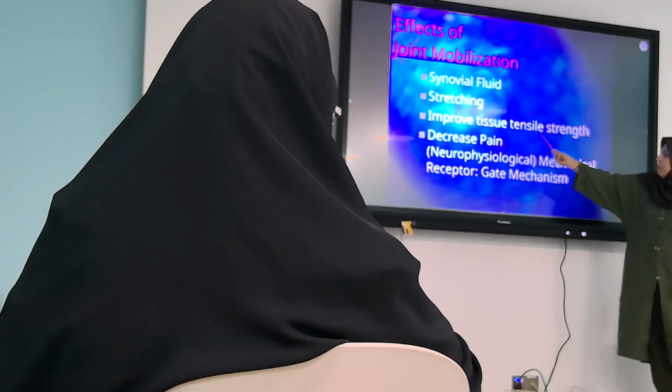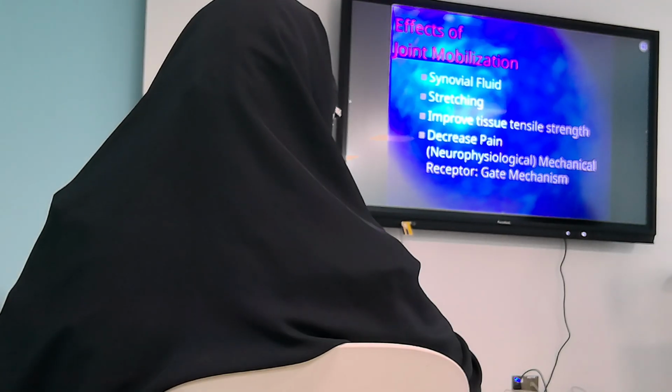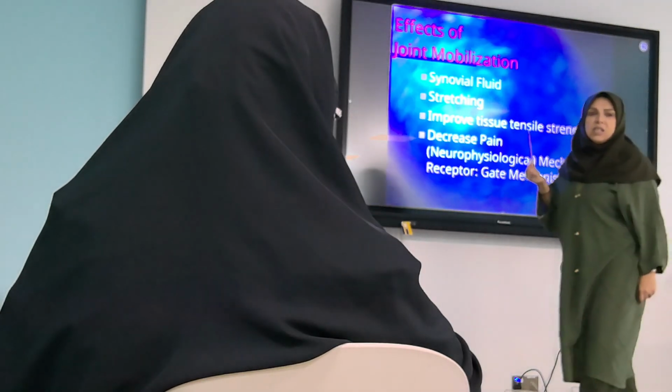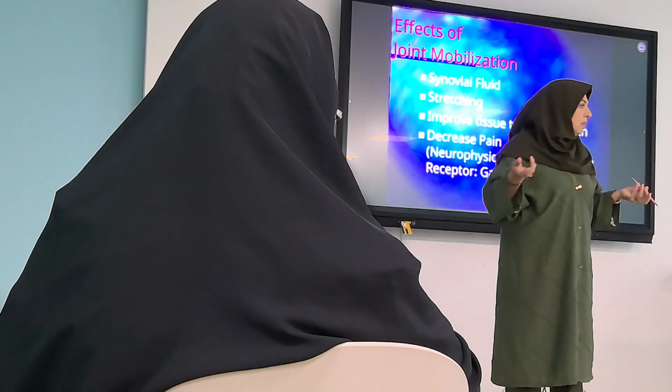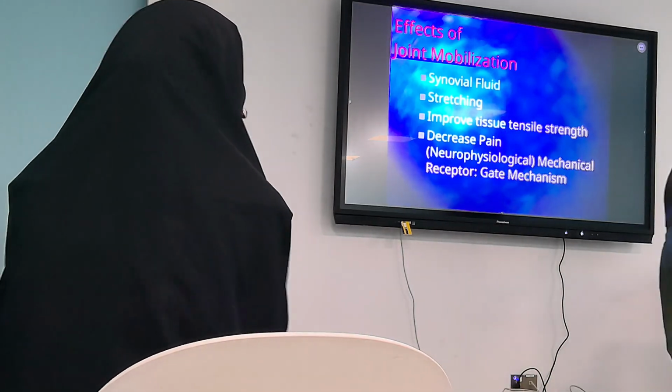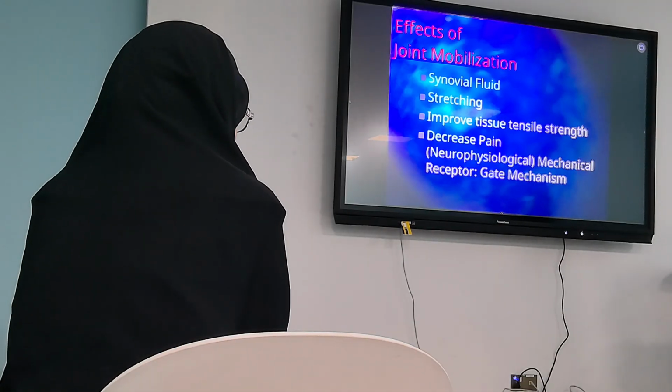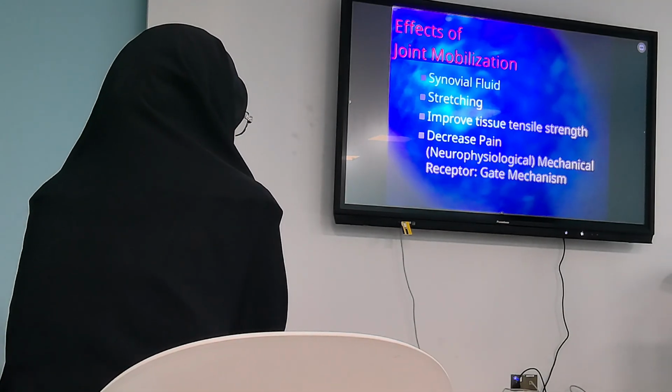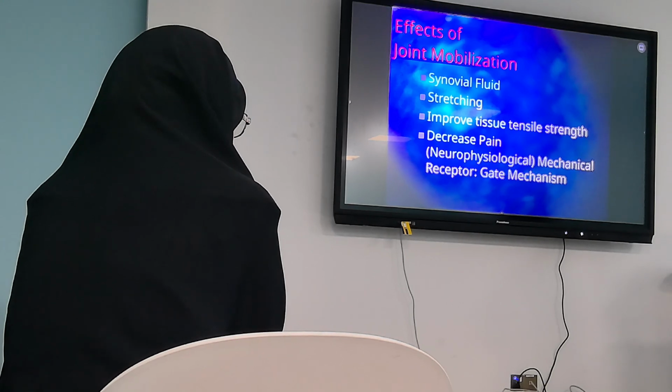maximal tensile strength. So, with different tensile strength, the stability of the materials changes. Maybe the tensile strength of this pencil is much higher than the tensile strength of the plastic rubber. Okay? So, by applying the techniques of mobilization, the tensile strength of the ligaments and capsules around the joints should be increased, and it benefits the normal biomechanics of the joint.